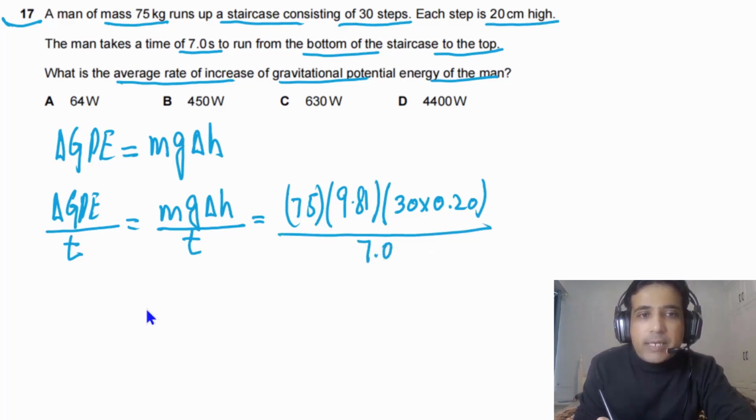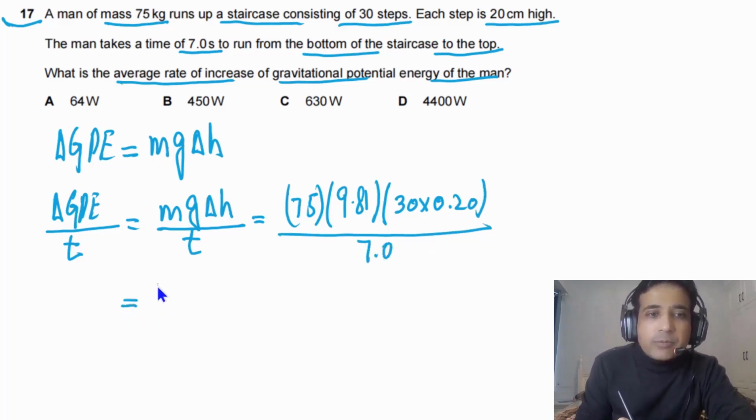Now if we solve this one, our answer will be 634 because this is rate of increase in joules per second. So this is our final answer. So the answer for this question is 6.